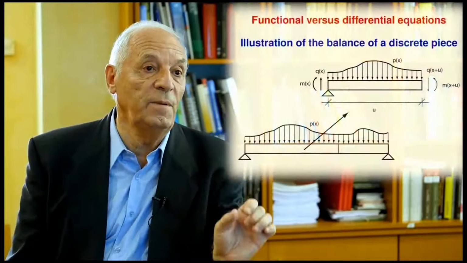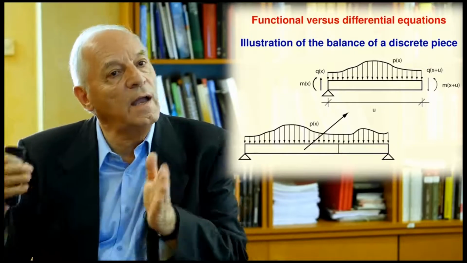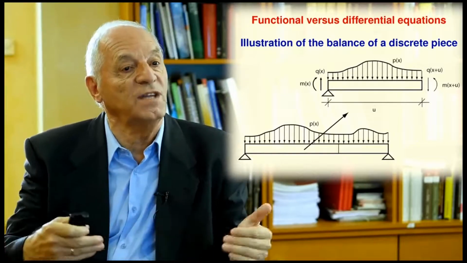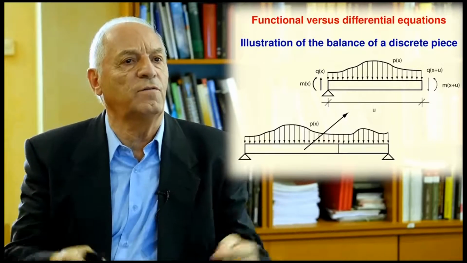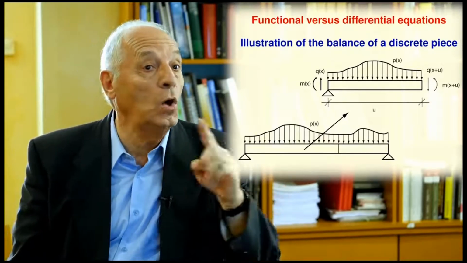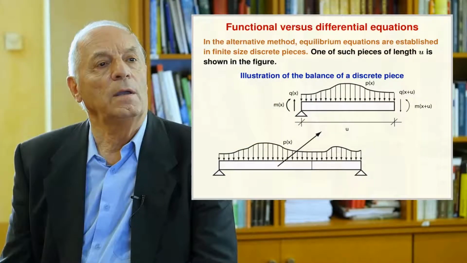What happens if instead of taking a differential piece, I take a finite piece? I take a finite piece and then I replace the effect of the sides, the same as before. I put the bending moment, the shear, the axial forces, and the whole load on that piece. In the alternative method, equilibrium equations are established in finite-sized discrete pieces. One of such pieces of length U is shown in the figure, which is an illustration of the balance or equilibrium of a discrete finite piece.